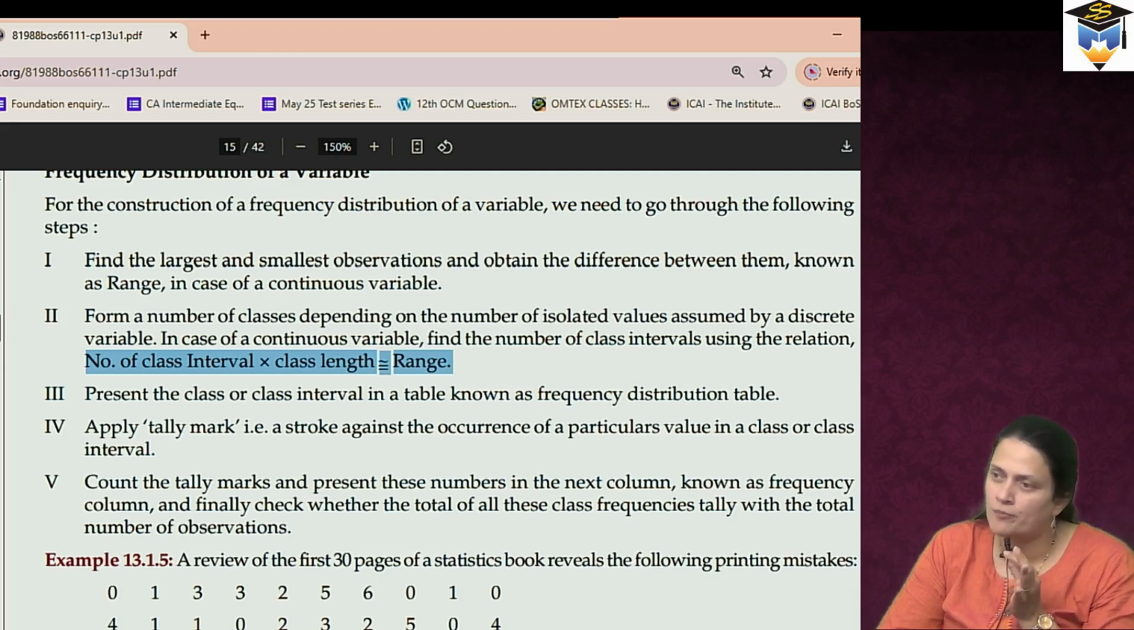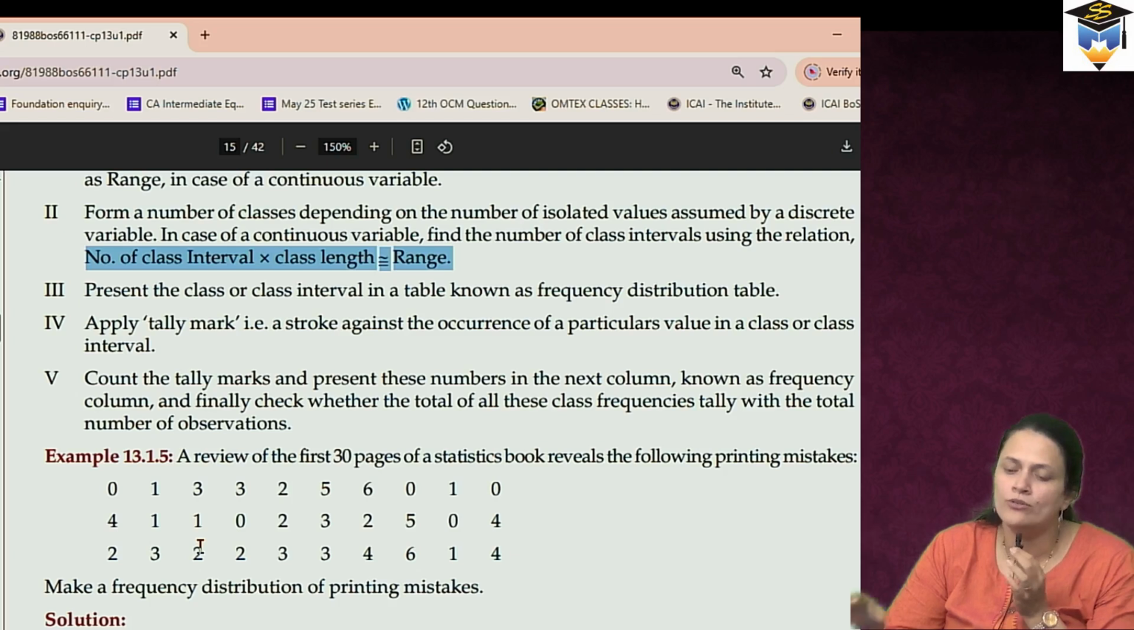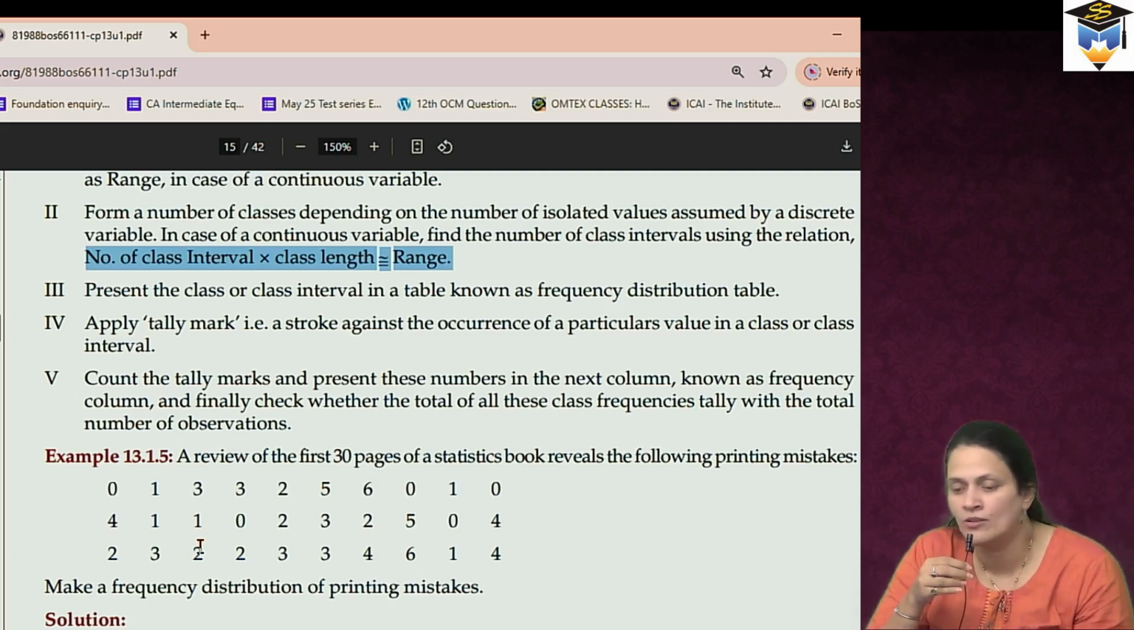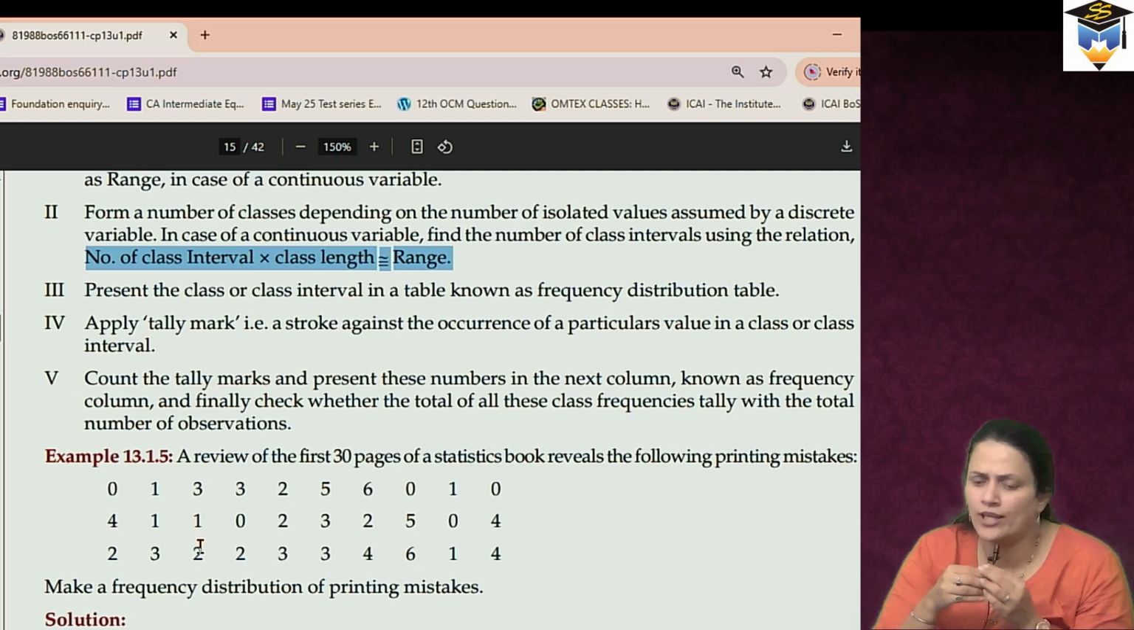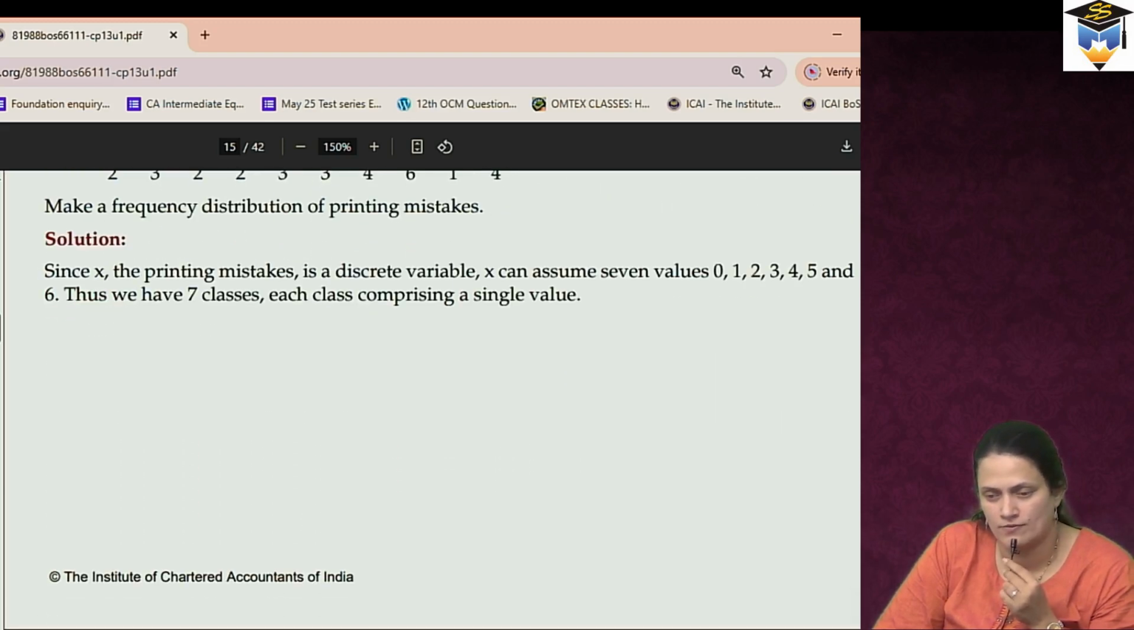So, understood these points. Now tell me, related to this particular table, if we want to make a frequency distribution, can you tell me what will be the range of this data? Just by looking at the observations. What is the minimum, the smallest observation? The greatest observation? What is the range? So the range is 6.